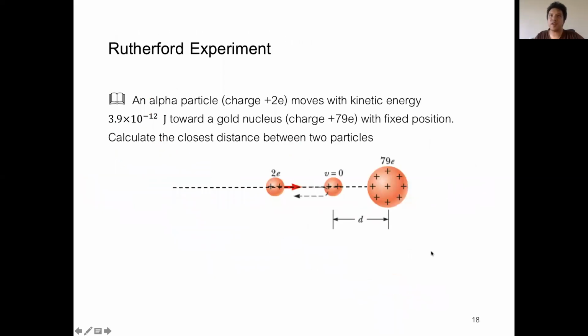For the Rutherford experiment, we apply the conservation of energy for this system. An alpha particle of charge 2e moves with kinetic energy towards a gold nucleus with a fixed position. So this one is gold.